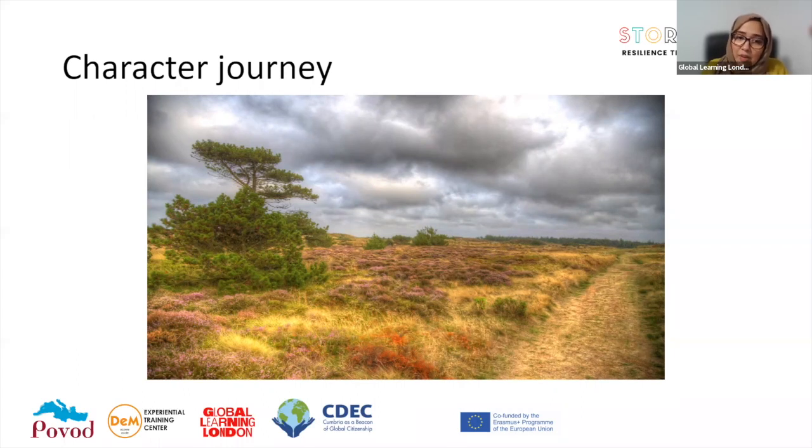So thinking about the character journeys within this story is a great way for students to recognize that each story, both ourselves and for the characters, will have a beginning, a middle, and an end. And thinking about what that journey might look like and what it might feel like is really key to the next stage of this activity.